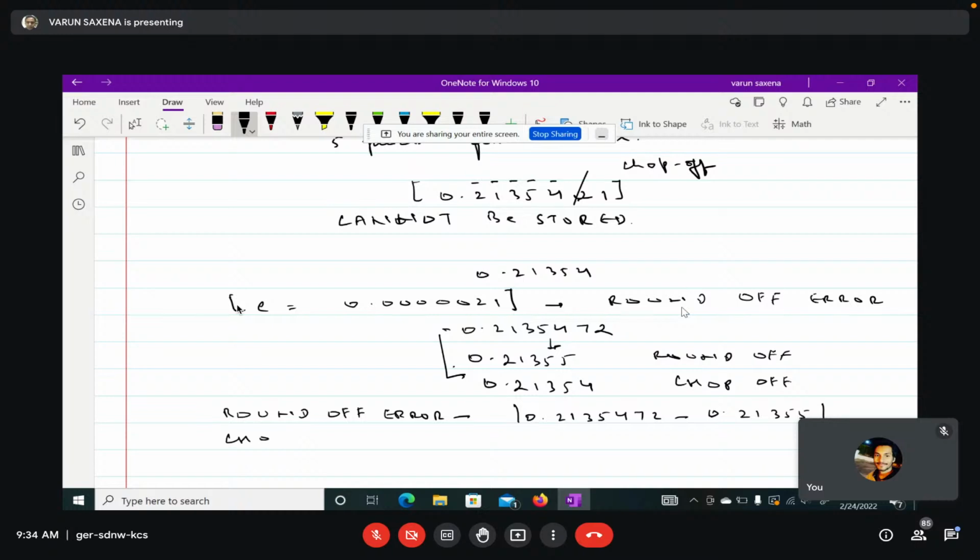And your chop off error is going to be 0.2135472 minus 0.21354. Of course, you can see that they are going to be different.